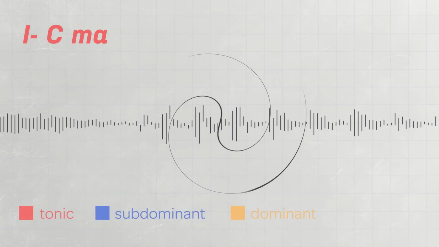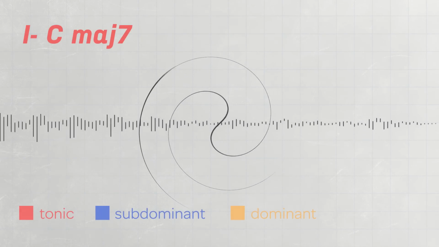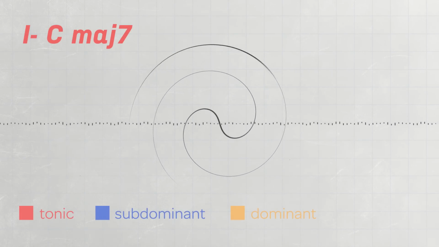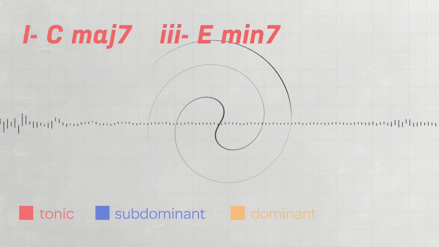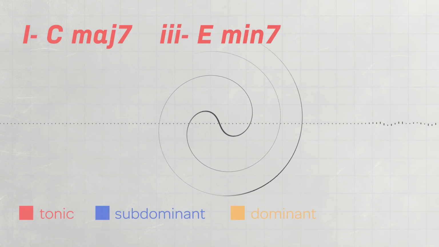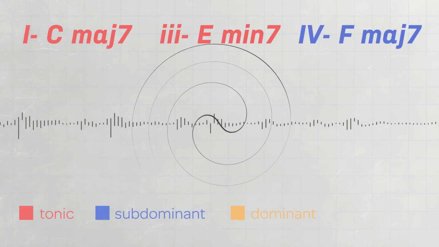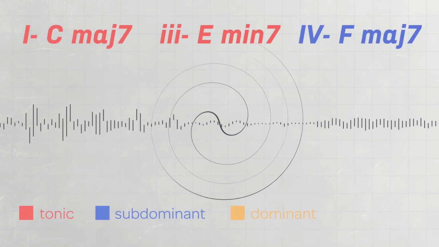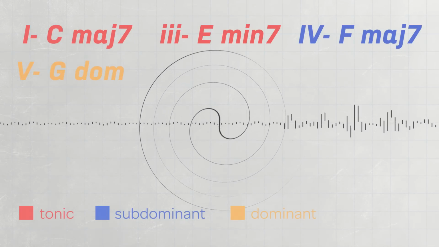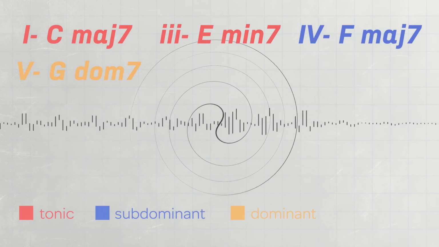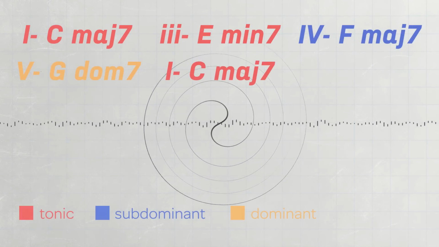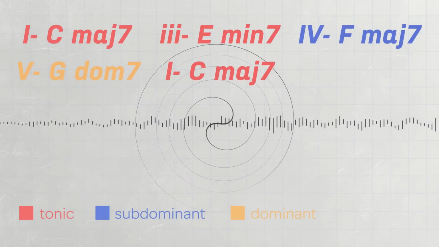Let's play around with this idea and see how these different functions sound together. C major 7, the 1, we're at home, stability. We're not leaving yet. This is the 3, this is the E minor 7. Now we've departed, we're at the F major 7, the 4. Now we move to the tension, the 5, the G dominant 7. These notes are begging to be pulled back. And there they are. We're back at home, payoff.